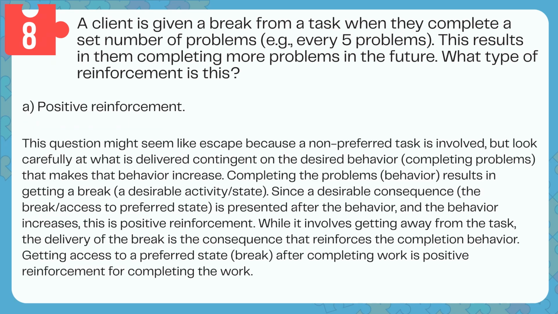Answer: A. Positive reinforcement. This question might seem like escape because a non-preferred task is involved, but look carefully at what is delivered contingent on the desired behavior, completing problems. That makes that behavior increase. Completing the problems results in getting a break, a desirable activity or state. Since a desirable consequence, the break or access to a preferred state, is presented after the behavior, and the behavior increases, this is positive reinforcement.